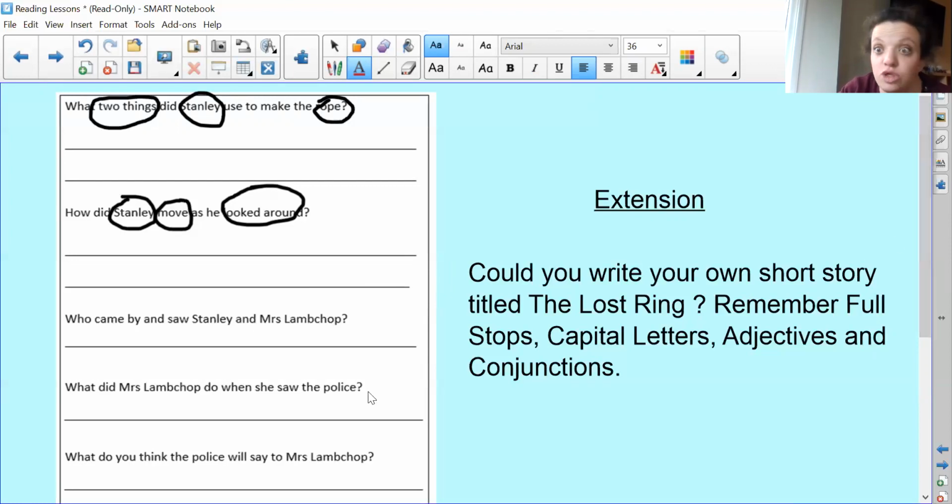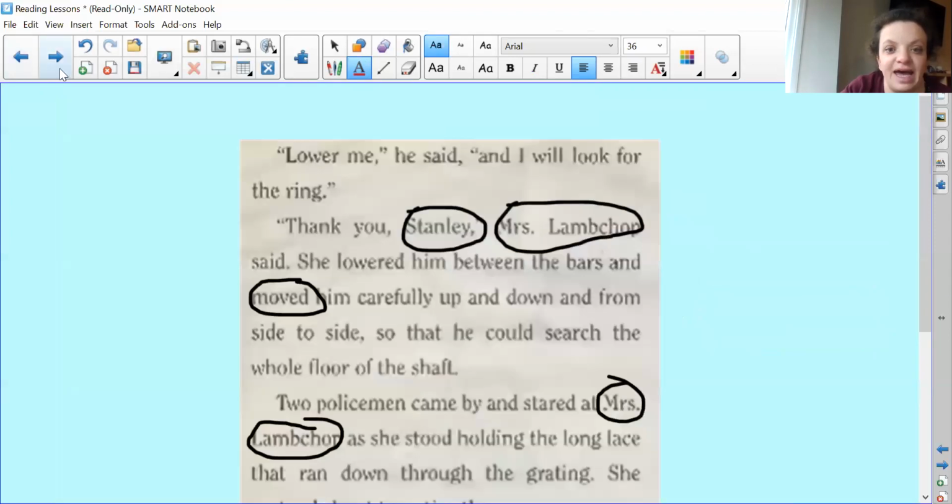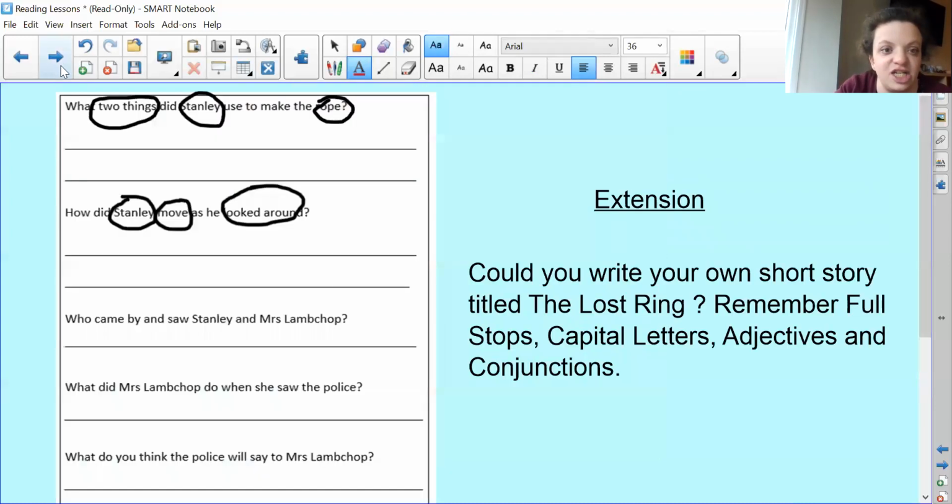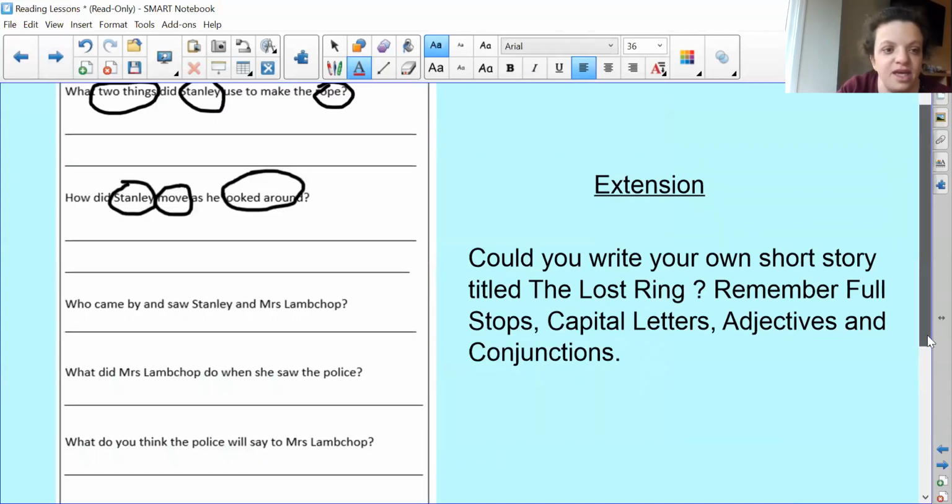What did Mrs. Lambchop do when she saw the police? Pause, have a go. Okay, and what do we think the answer is? Who can remember? So let's go back to this bit. So two policemen came by, it's going to be in this bit. As she stood holding the long lace that ran down through the grating, she pretended not to notice them. So that's what she did. She pretended not to notice them.